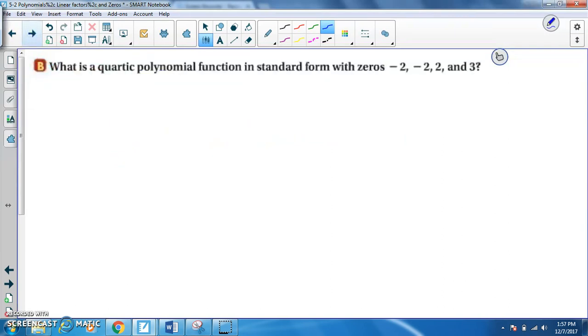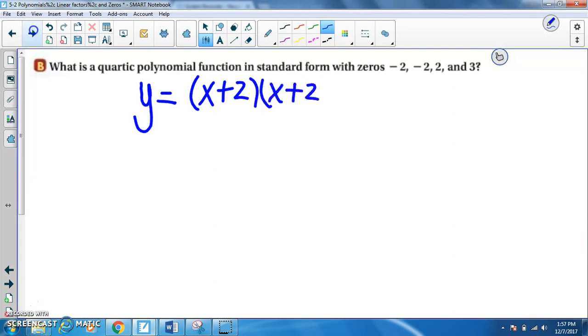What is a quartic polynomial function in the standard form with zeros negative 2, negative 2, 2, and 3? Therefore, y would be equal to x plus 2, x plus 2, x minus 2, x minus 3. And we would have to FOIL that out.